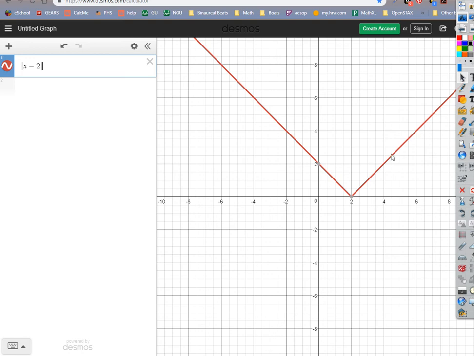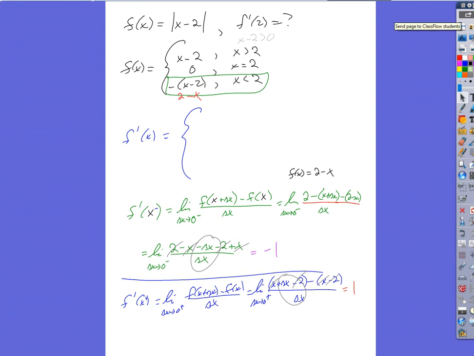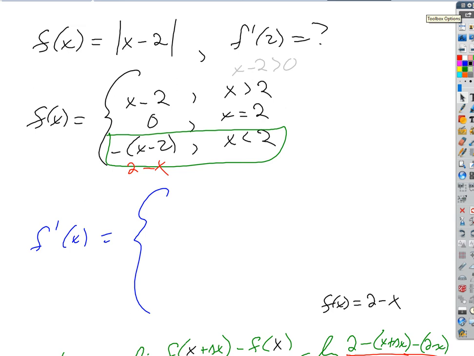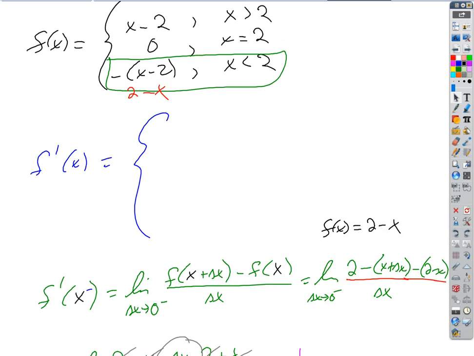So if we go back then and fill in our answers on the piecewise function for our derivative function, f prime of x, it still is a piecewise function. What's the derivative when x is greater than 2? 1. When x was less than 2? Okay, so then what's happening in the middle?